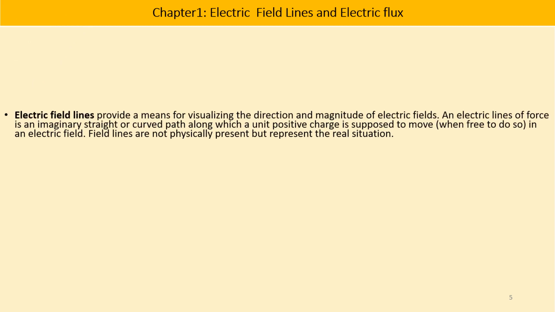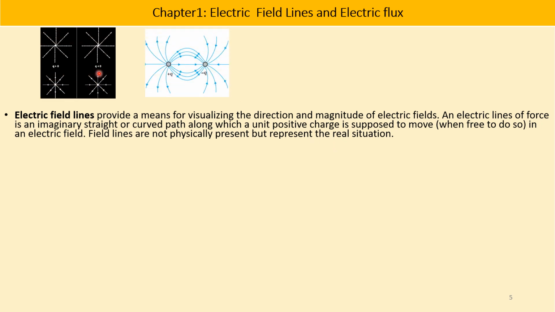Electric field lines provide the means for visualizing the direction and magnitude of electric fields. That means electric field lines are imaginary lines which indicate the direction and magnitude of the electric fields. An electric line of force is an imaginary straight or curved path along which a unit positive charge is supposed to move when free to do so in an electric field. Field lines are not physically present but represent the real life situation. Please see the diagram here.